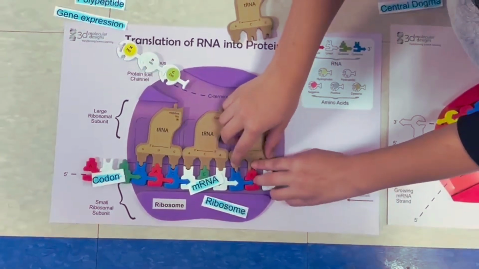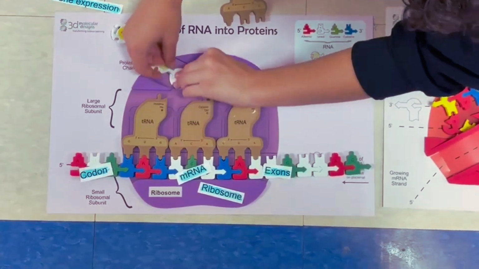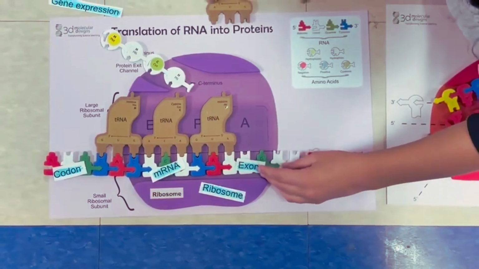This entire process will continue to happen until a stop codon appears, saying that the sequence is now finished. This finished protein sequence is called a polypeptide.